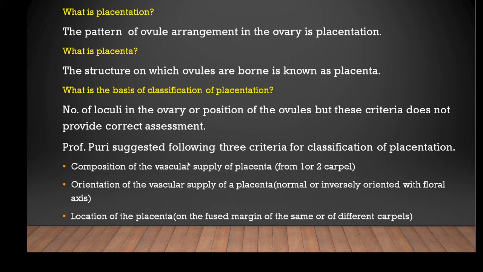Professor Puri suggested the following three criteria for classification of placentation. First, the composition of the vascular supply of the placenta, whether it is from one carpel or two carpels. Second, the orientation of the vascular supply of a placenta, meaning either normal or inversely oriented with the floral axis. And the third one is the location of the placenta, whether they are on the fused margins of the same or of different carpels.